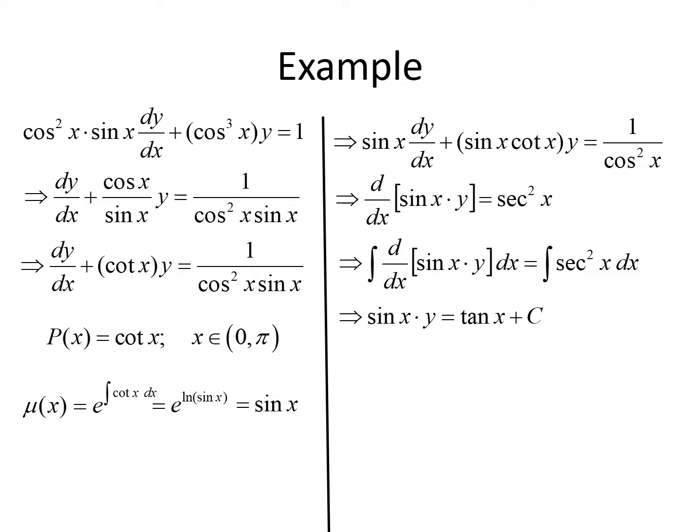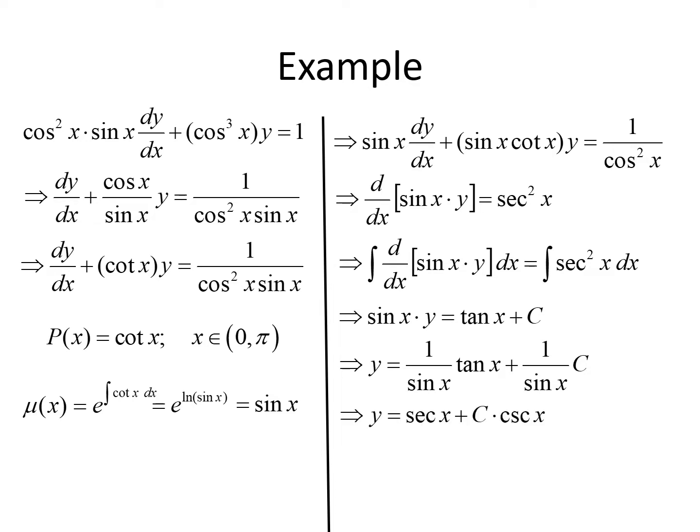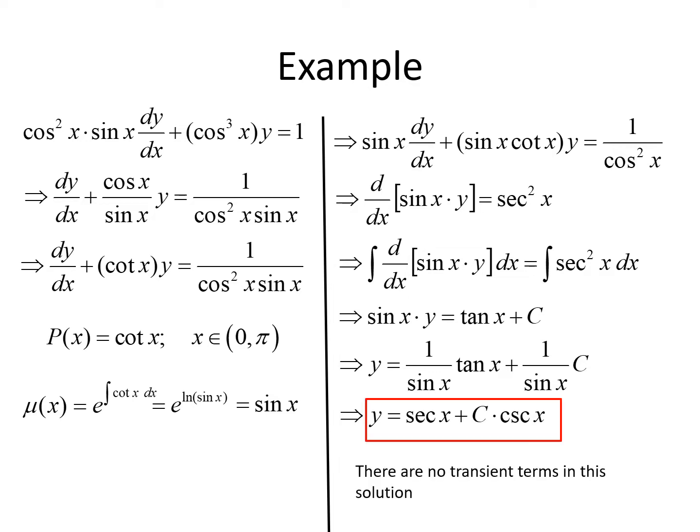Our final step here would be to divide everything by the sine of x in order to get y by itself. So y is going to be 1 over the sine of x times the tangent of x plus 1 over sine of x times c. And if we simplify those using some trig identities, we're going to get y equals secant x plus c times cosecant x. And secant and cosecant, neither one of those will trend towards 0, so there are no transient terms for this problem.